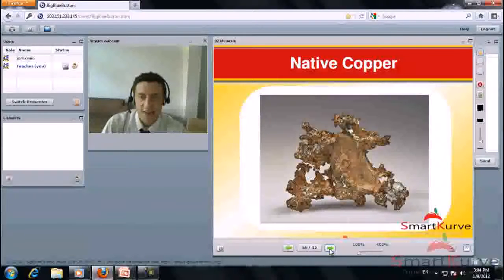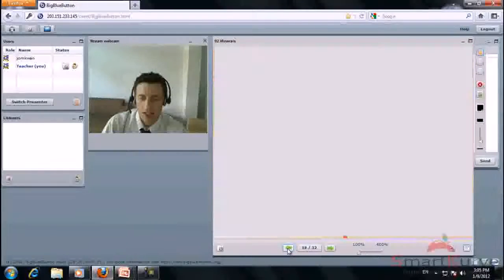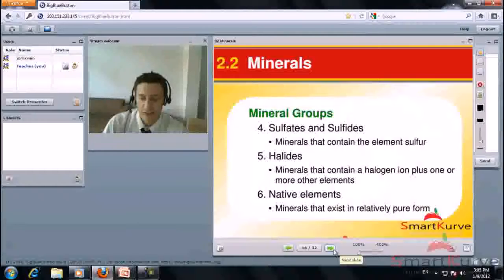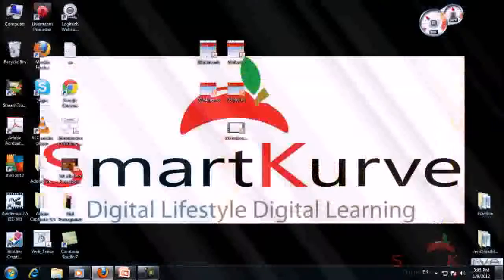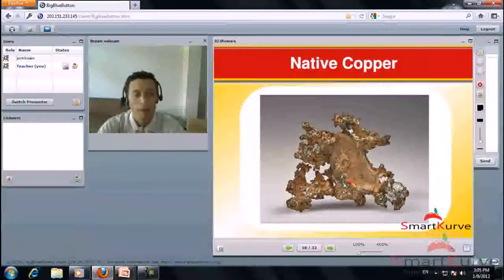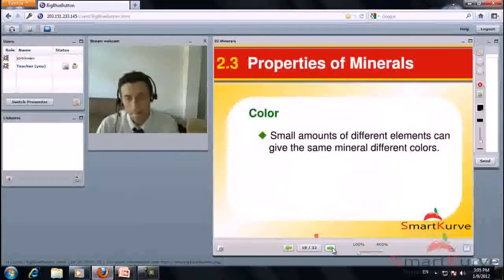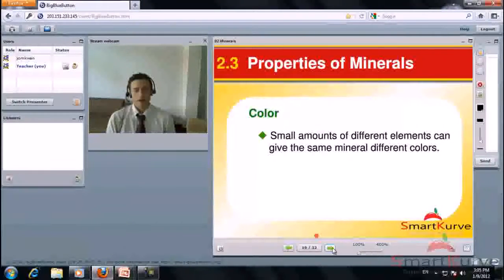Slide 18, native copper. Remember, two slides previously we talked about native elements, minerals that exist in pure form. An example would be native copper. This is copper in an almost pure form, that is, only copper. Some of the properties of minerals. The first one we're going to talk about is color.